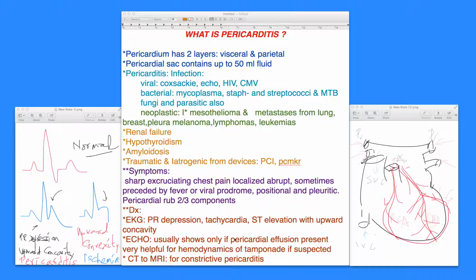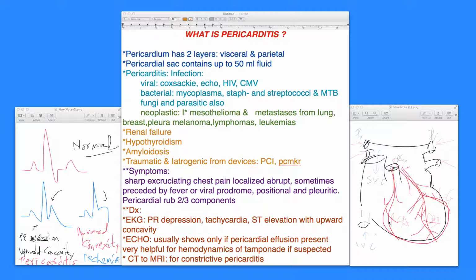Now, echo will usually show a pericardial effusion if it is present, and it's very sensitive. So any amount of effusion that's present will be seen on an echo right away. Echo is also very helpful in understanding the hemodynamics, specifically if a pericardial tamponade is suspected. What happens is the pericardial sac can accumulate fluid at a rapid rate, either in viral origin or traumatic origin or metastatic in origin, etc.